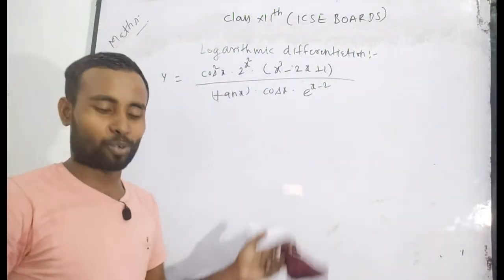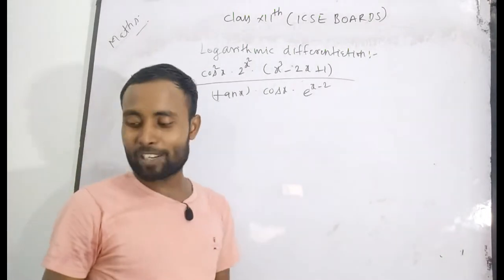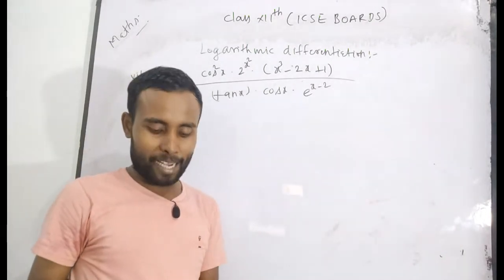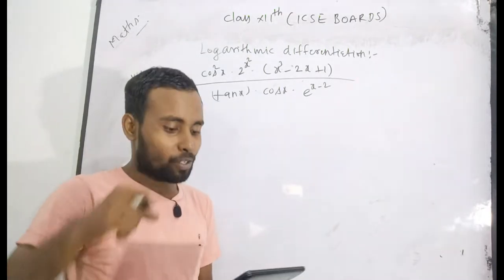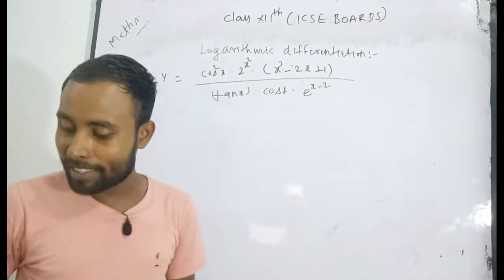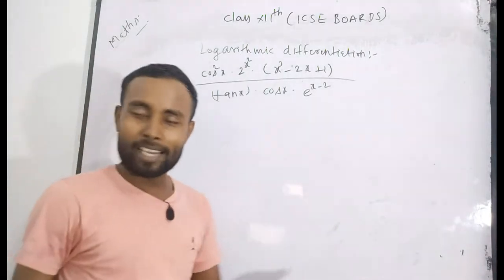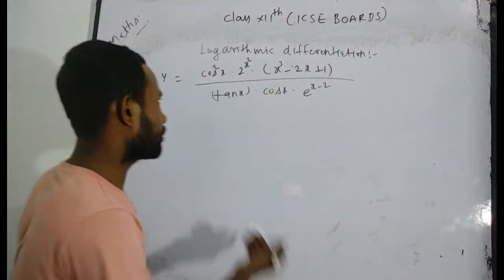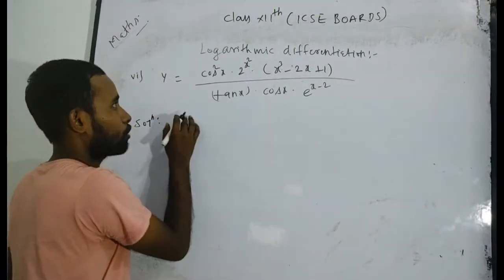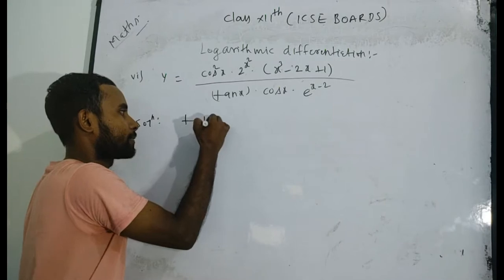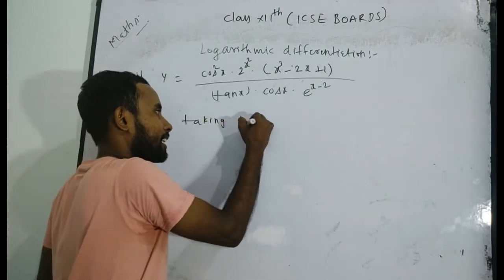Now you can see this question, and if you try to go the simple way, you will definitely fall into the trap. So I will suggest the way through which you can easily solve it. Definitely you will take log on both sides, because there is no other option for you. Firstly, taking log on both sides.